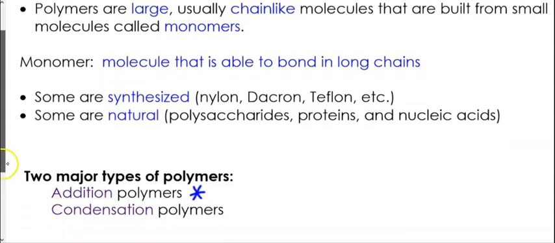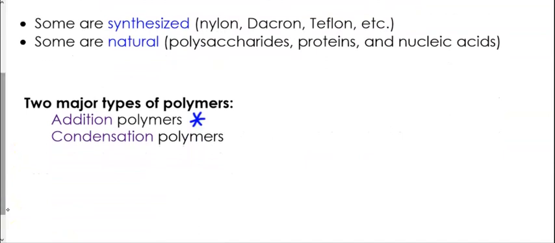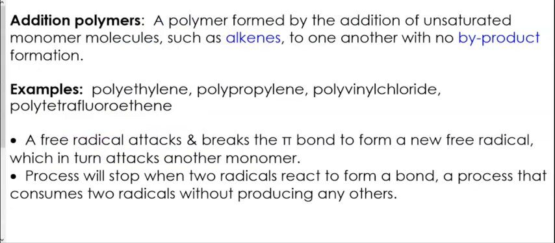So there are two types of polymers: addition polymers, where monomers come together, or condensation polymers, where they come together in a different way and water is a byproduct. We're going to focus on addition polymers. Addition polymers are when you have unsaturated monomer molecules, so alkenes. Unsaturated means you have a double or triple bond, so it's not just single bonds. And there's no byproduct, so there's no other thing that gets left behind. It's just these pieces coming together.